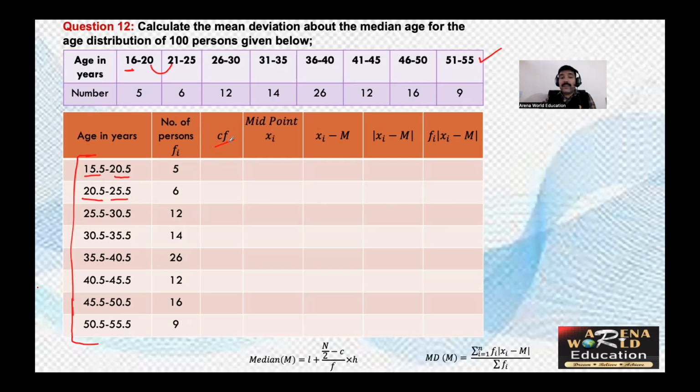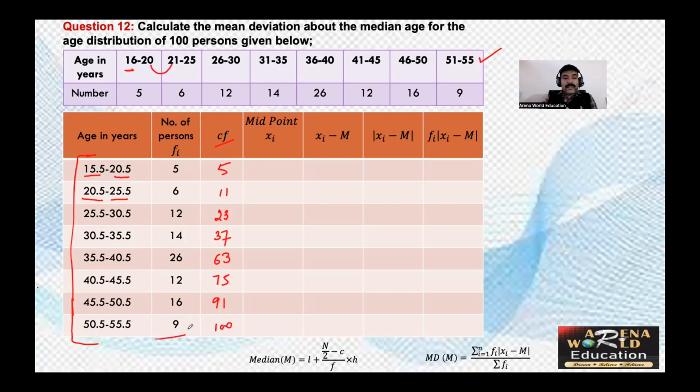Simply CF, cumulative frequency. So this will be 5, this will be 5 plus 6, 11. Then 11 plus 12, 23. Then 23 plus 14, 37. 37 plus 26, yes, this is equal to 63. 63 plus 12, 75. 75 plus 16, yes, it is 91. And 91 plus 9, 100. So the number of terms is equal to 100.